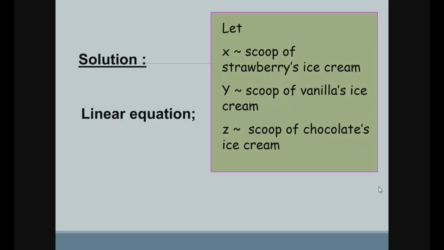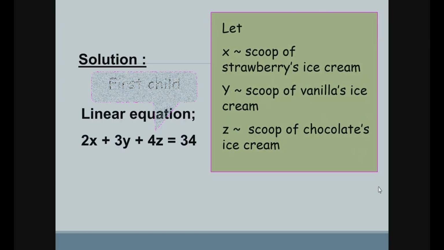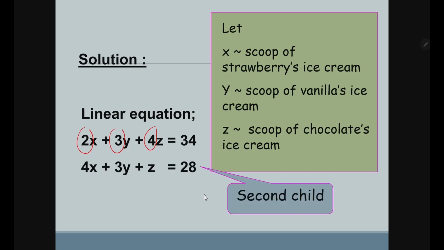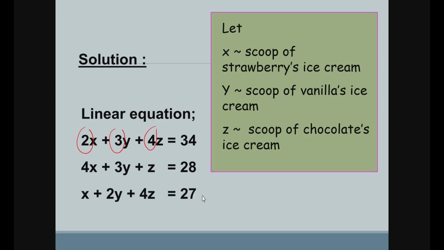So for the solution, this is the first child. We have 2 scoops of strawberry, 3 scoops of vanilla, and 4 scoops of chocolate ice cream. This is for the second child, and then the third row is for the third child.